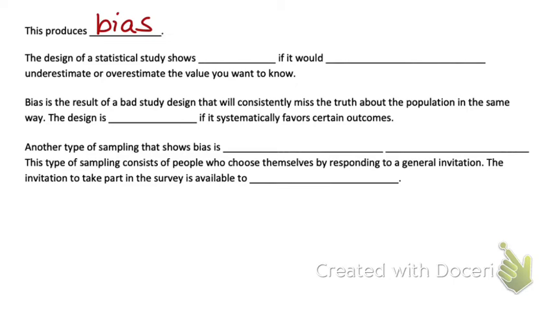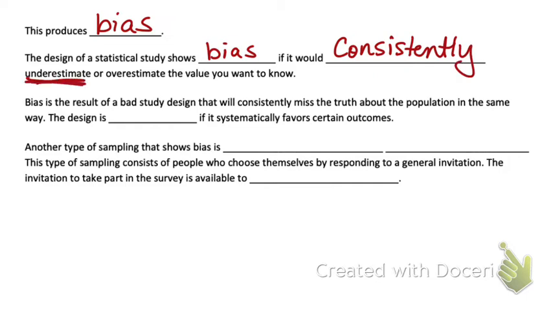This produces bias. The design of a statistical study shows bias if it consistently under or overestimates the value that you want to know. So guys, if I take a random sample of McKinney Boyd High School students and I randomly get a sample of all upperclassmen who take AP classes, that's just kind of crazy. It randomly happened that way. But if I do it again, I should get a better representation. And if I do it again, I should get another better representation.